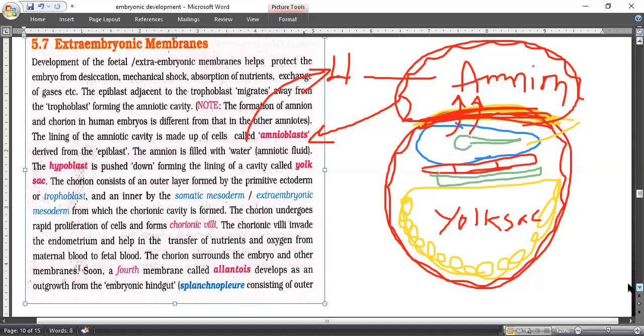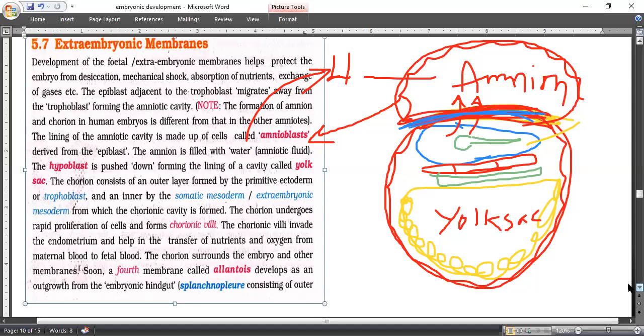Now, the chorion consists of an outer layer formed by the primitive ectoderm or trophoblast and an inner layer formed by the somatic mesoderm or extra embryonic mesoderm, from which the chorionic cavity is formed. It is difficult actually, as the lines don't represent the issue. I'll give the conclusion again in the end. The chorion consists of an outer layer formed by the primitive ectoderm. Here it is; we have to talk about the primitive ectoderm again.